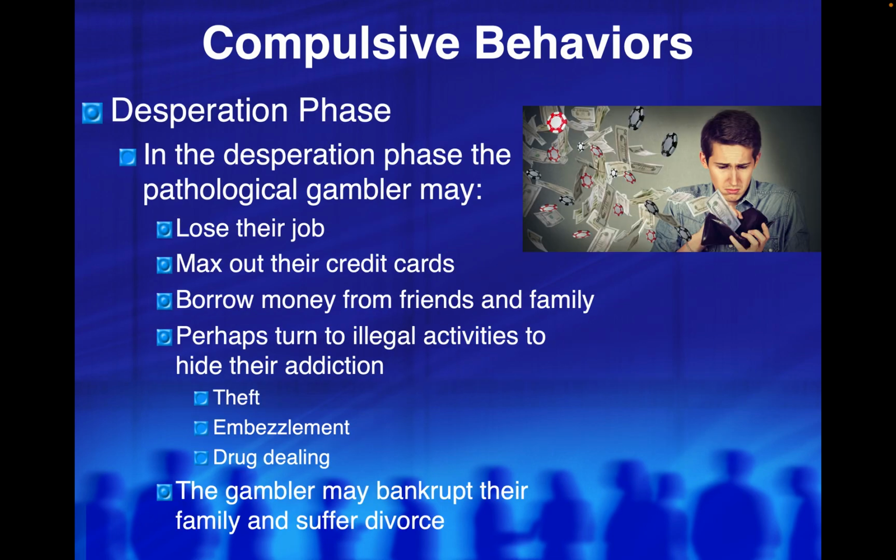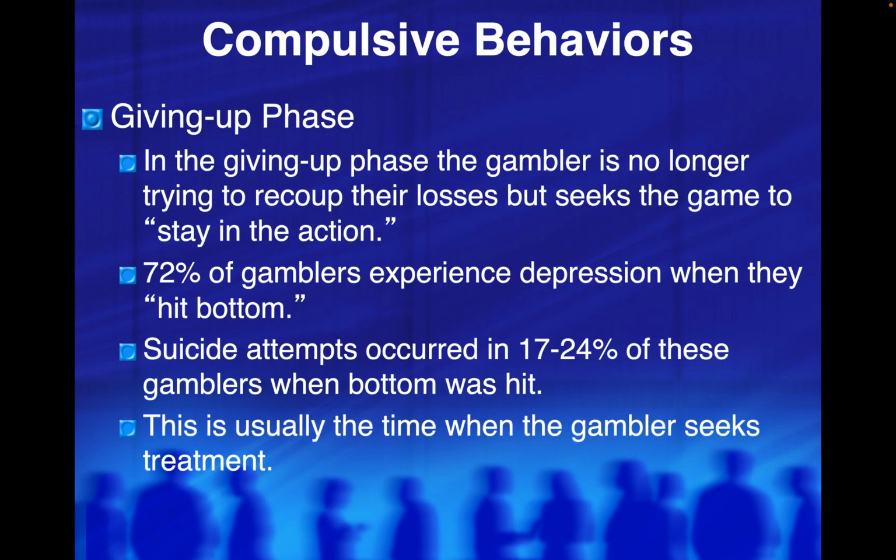Desperation phase: in the desperation phase, the pathological gambler may lose their job, max out their credit cards, borrow money from friends and family, perhaps turn to illegal activities to hide their addiction: theft, embezzlement, drug dealing. The gambler may bankrupt their family and suffer divorce. And of course, luckily, this guy didn't have to do that. He was already not married, and I wasn't going to lend him any money. That's for damn sure.